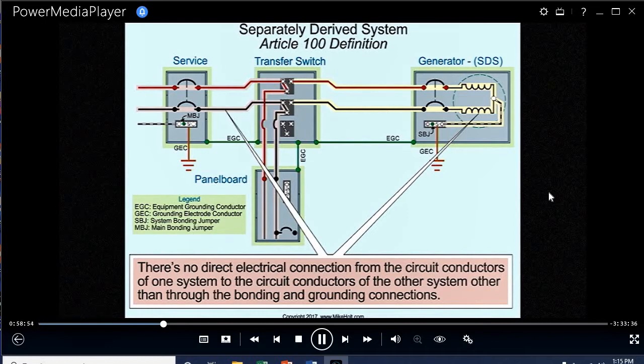Now, I know it's a struggle when I'm just talking about something like this without the context. Bear with me. This is critical. Separately derived transformer. Okay, standard transformer, separately derived. You get a generator and you switch the neutral. That means that the neutral is not interconnected at all, so it's separately derived. You get a generator and you don't even bring a neutral at all to the transfer switch. Well, that means that that is separately derived.